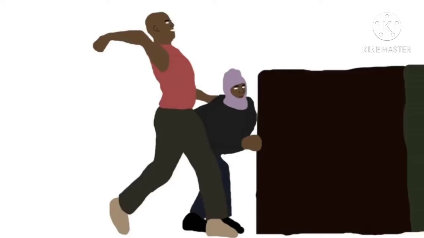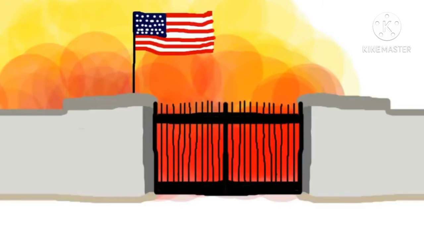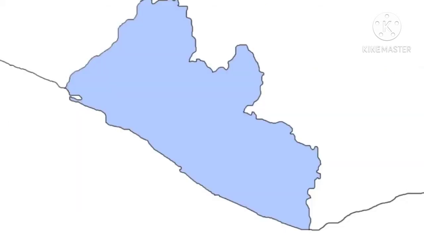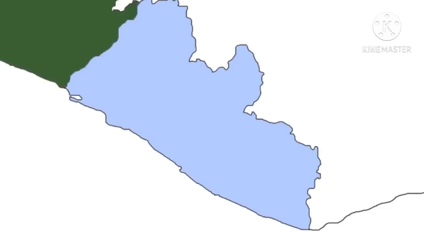The war began when a rebel group called the National Patriotic Front of Liberia, NPFL, led by Charles Taylor, started an uprising, okay? They had to overthrow the then government of Liberia, headed by Samuel Doe. The capital of Liberia is Monrovia. So Samuel Doe was the president of Liberia.